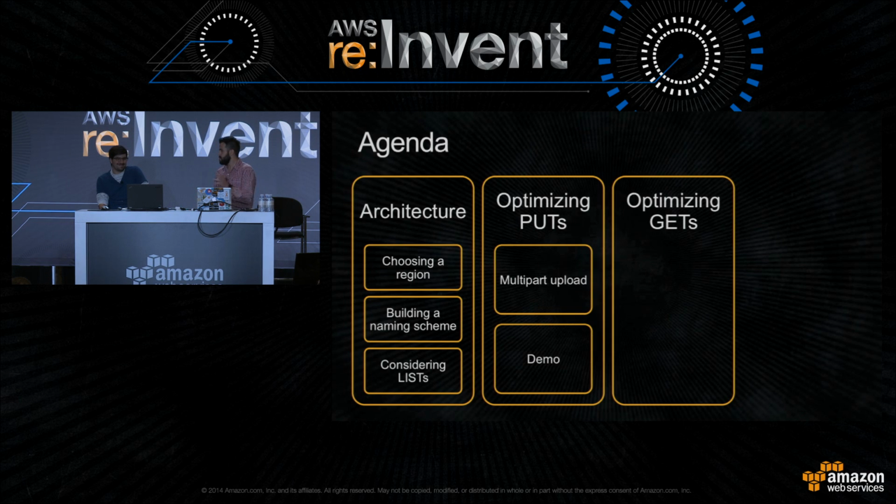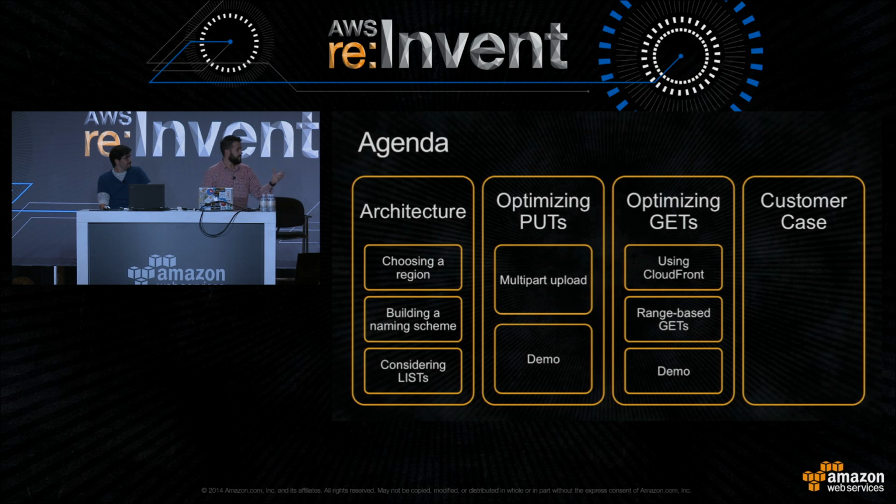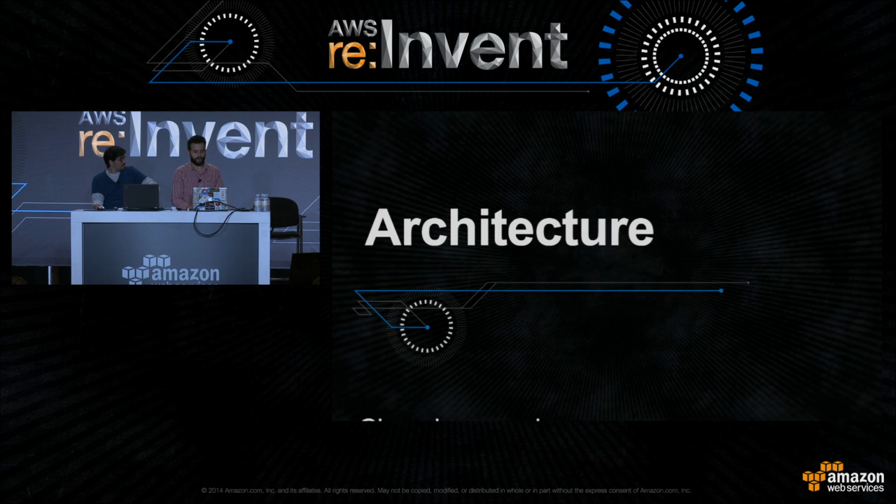And right after that, we're going to talk about how to optimize gets, how to use AWS CloudFront to leverage the power of S3, how to perform range-based gets, and also, hopefully, another demo. And at the end, we're going to have our customer case presented by Big Data Corp. So let's begin. Architecture.